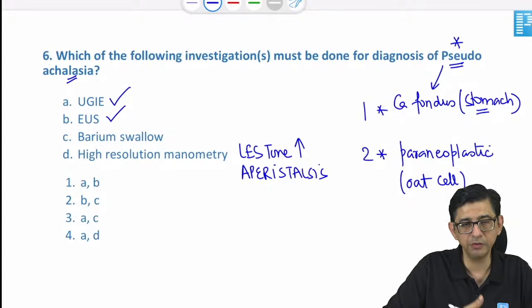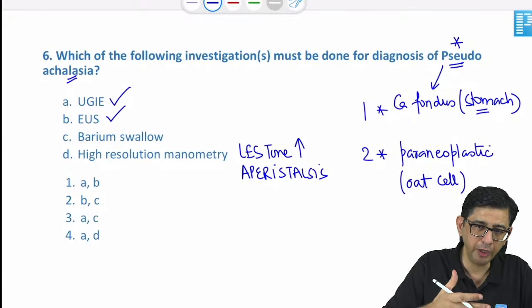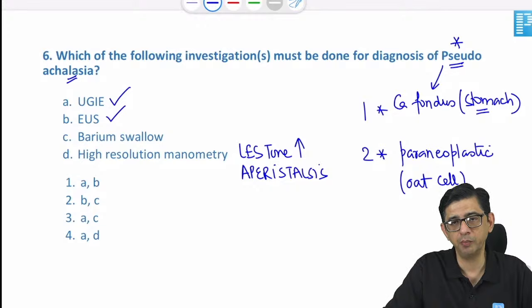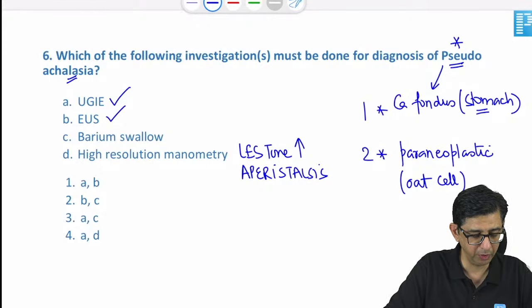So for lesions which are in the deeper parts of the esophagus or towards the periphery of the esophagus, when there is an encroaching tumor, endoscopic ultrasound would be required.